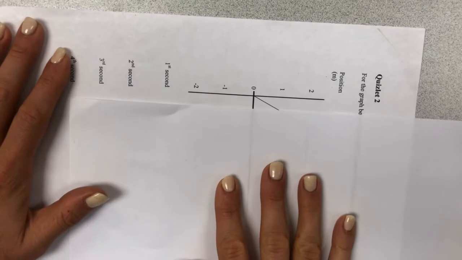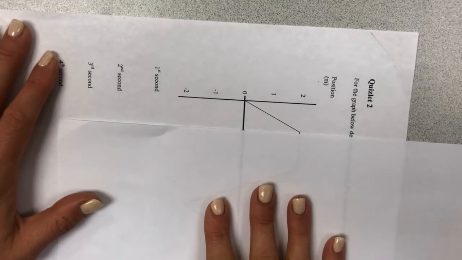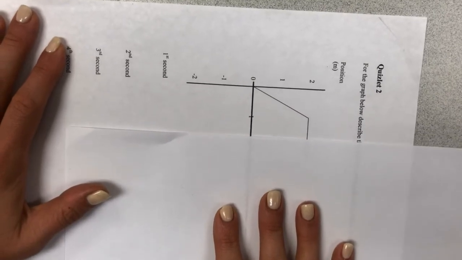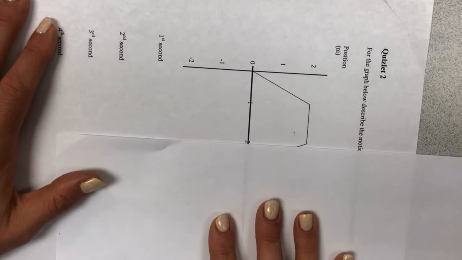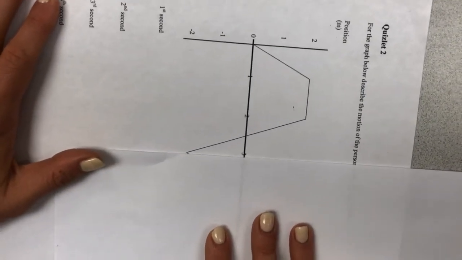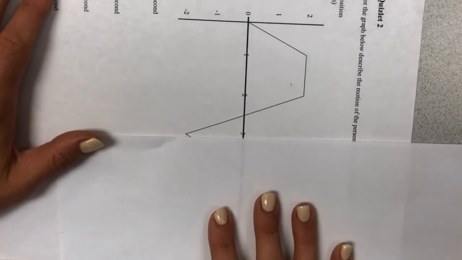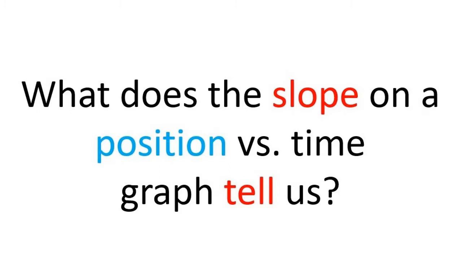As we go from 0 to 1 second, we see that the position is moving positive. As we move from 1 to 2 seconds, we notice that the position is not changing. As we go from 2 to 3 seconds, we see that the position is negative, and from 3 to 4, the position is positive. What does the slope on a position versus time graph tell us? The slope on a position versus time graph tells us the velocity.